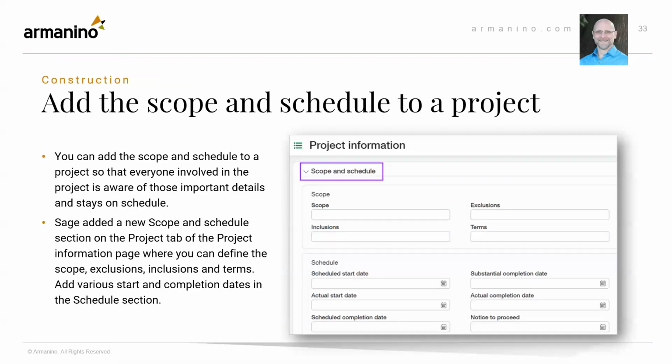Also, they've added scope and schedule to a project. So now you can add the scope and schedule to a project so that everyone involved in the project is aware of those important details and stays on schedule. So they added a new scope and schedule section, which lets you define things like scope, exclusions, inclusions, and terms, and various start and completion dates.